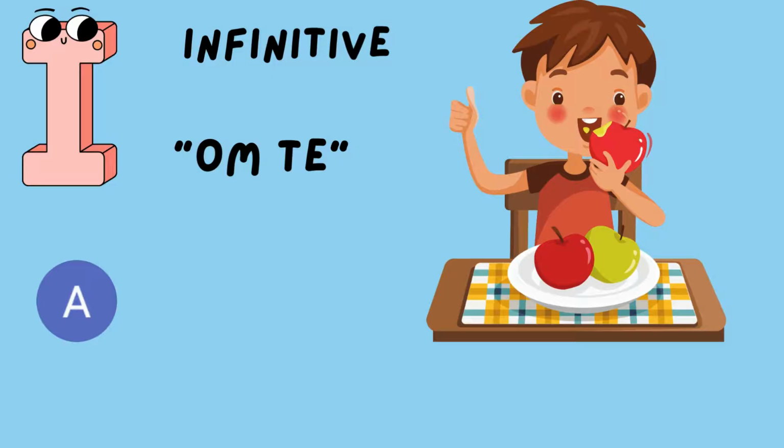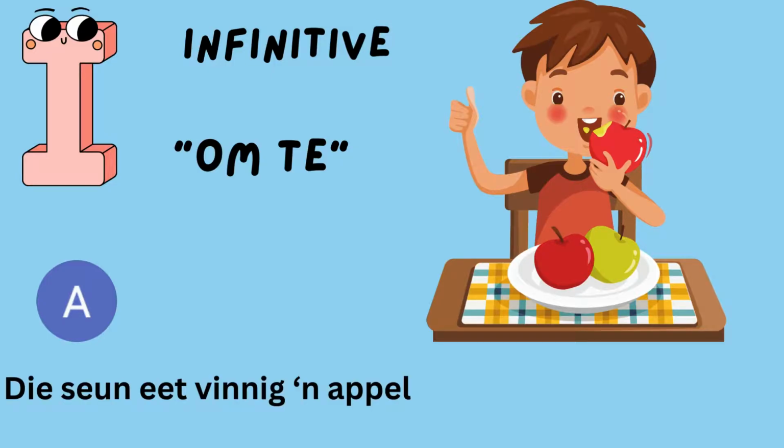For example, if you want to say, "die seun wil vinnig 'n appel eet om gesond te bly." The "om" and "te" are separated from each other by the word "gesond" in the middle. The verb "om gesond te bly" comes at the end and it tells us why the boy is eating an apple.